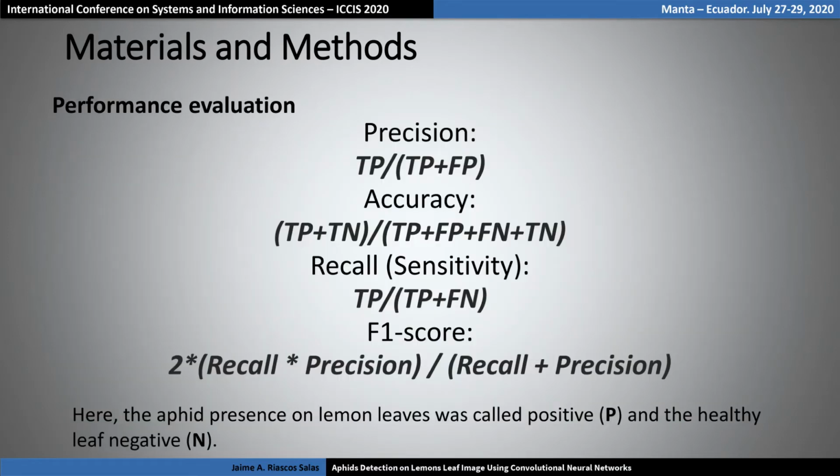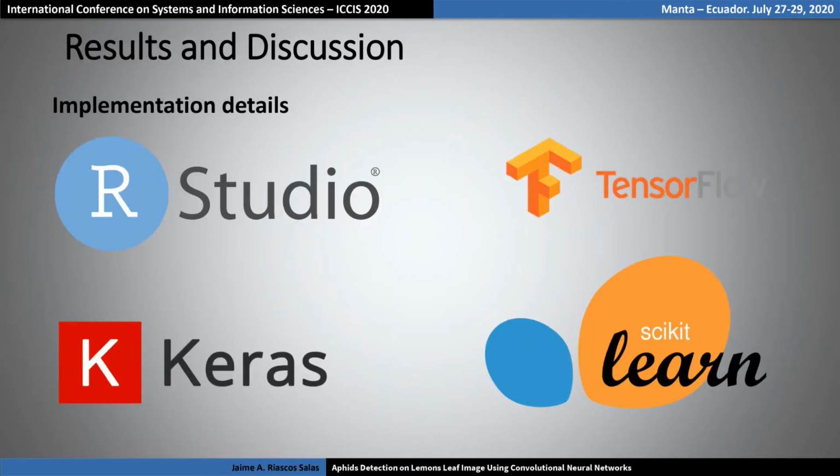We consider well-established measures such as accuracy, precision, recall, also known as sensitivity, and F-score. Moreover, we include the ROC curves to compare the performance of our approach with other classification methods. Here we consider the aphid presence as positive and the healthy leaf as negative. Our CNN model was implemented using Colab with the TensorFlow library and Keras framework. The support vector machine and random forest algorithms used for comparison were implemented using scikit-learn.